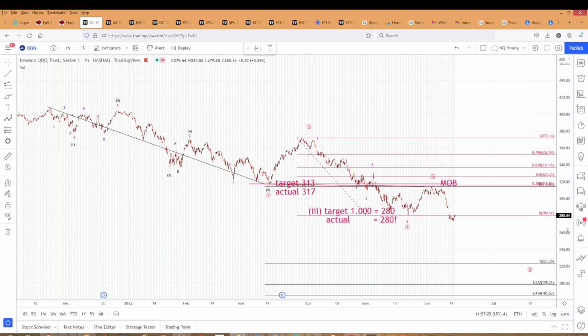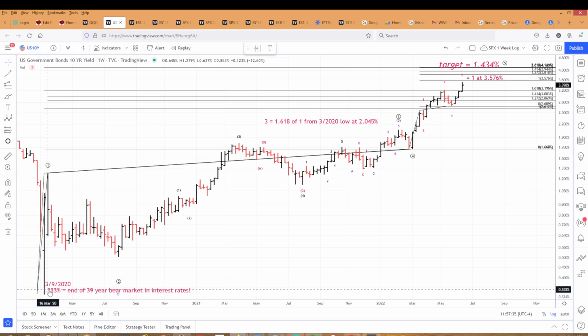We've been saying for a couple years how important this is, way back here to the end of the 39-year bear market in interest rates, and it's made a ridiculous move up. We have a target here for wave 5 with a circle on it. You can see here's 1 up, 2 down, 3 up, 4 down, 5 equals, I don't know what that target is there, but it's at 1.434. There's a dark line there because there's a couple of extensions that hit that target within this wave 5.